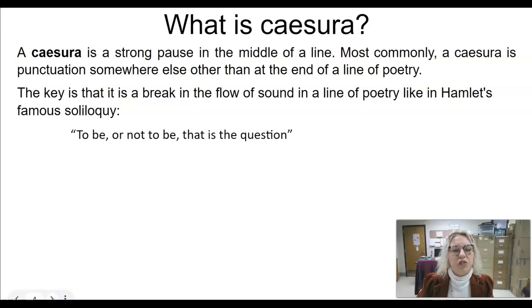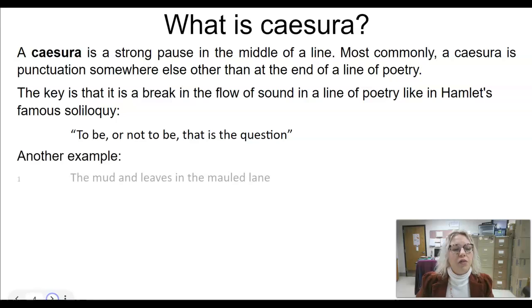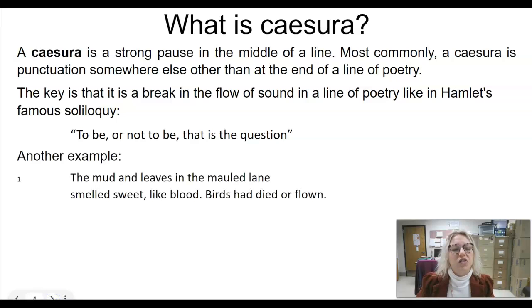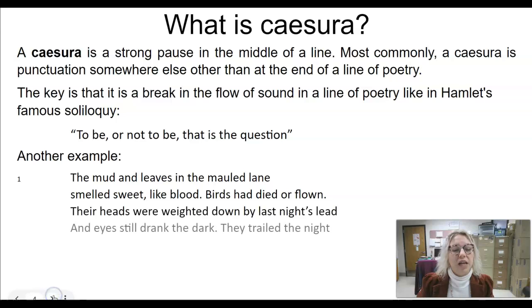Here's one of the most famous examples. To be or not to be? That is the question. And because of the break, especially the second comma, it really forces us to emphasize the word that. And then, maybe that's partly what has made this line one of the most famous lines of all English literature. Another example, to mud and leaves in the mauled lane smelled sweet like blood. So we have caesura here and here. This one is stronger because it's a period rather than the comma. Birds had died or flown. Their heads were weighted down by last night's lead, and eyes still drank the dark. Strong pause here, caesura.